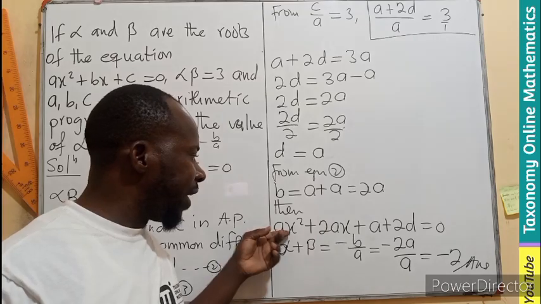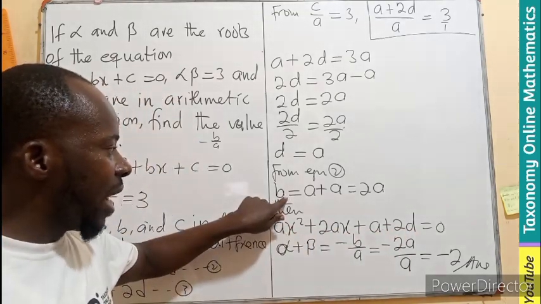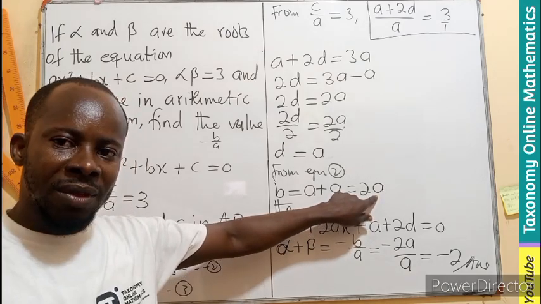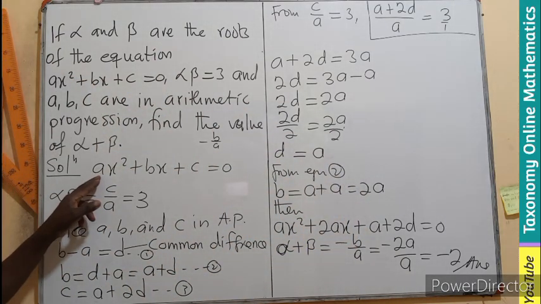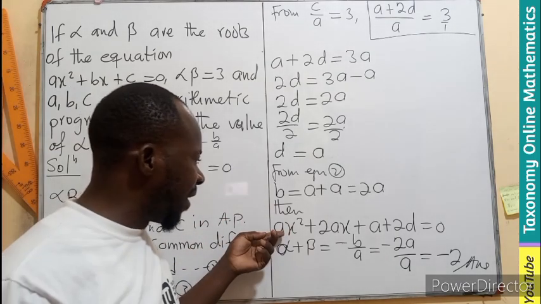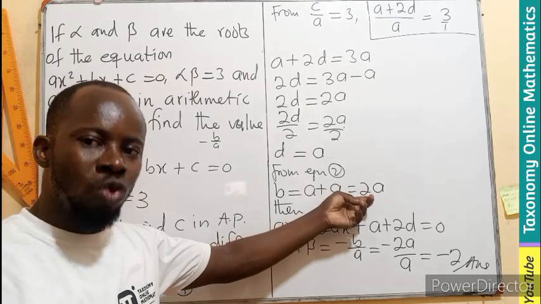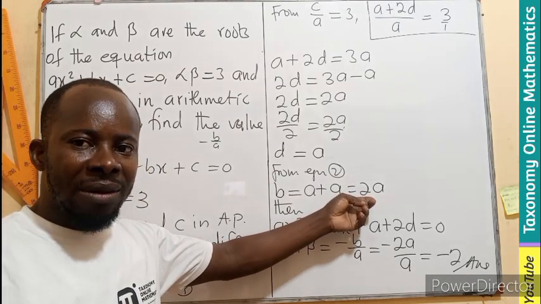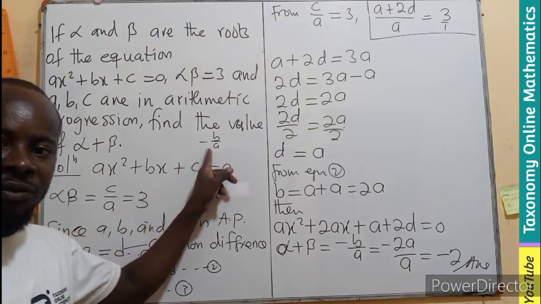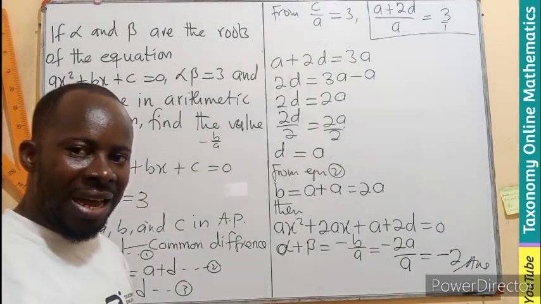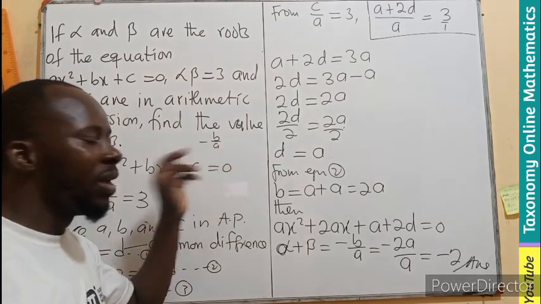Even without putting it into this context, you can still pick the b all the way from here. Then the a is already present in the general equation here. So without even rewriting the quadratic equation, we can still get the b, which we have found as 2a. Then we divide. The negative came in purposely because of the formula for finding the sum of the roots. The sum of the roots is always minus b over what?